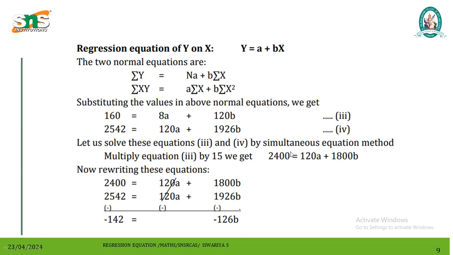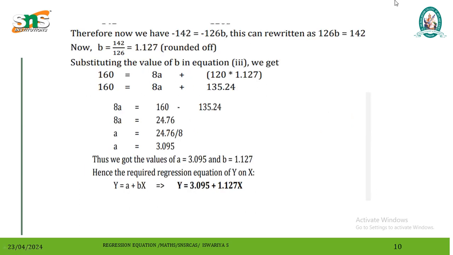So first I am solving both the equations for a and b. So I found the value of b. The value of b will be 1.127. So by substituting the value of b in equation 3, I am going to find the value of a. After the simple calculation, I found the value of a is equal to 3.095. So now I have found both values, that is a is equal to 3.095 and b is equal to 1.127.